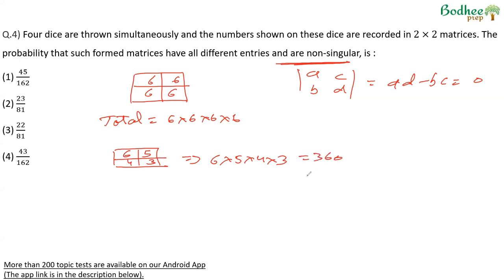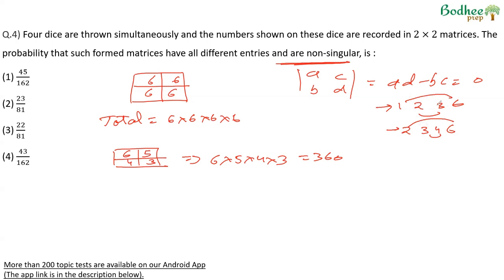From this, we will remove the options where we get a singular matrix. Now, for singular matrix, the possibilities are we could have 1, 2, 3, 6, where 2 into 3 is 6, 1 into 6 is 6, or we could have 2, 3, 4, 6, where 3 fours are 12, 6 twos are 12. These are the two cases possible where we'll have a singular matrix.